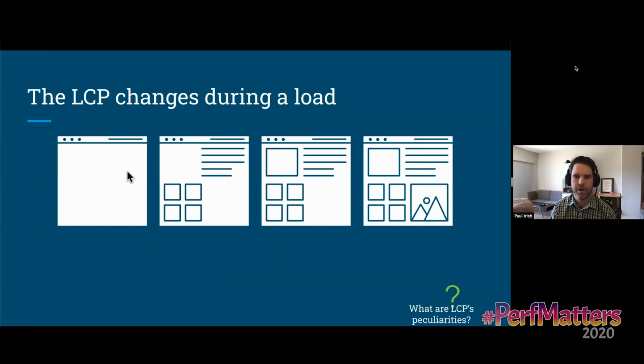Like, all right, so in this load, well, the LCP was probably one of these images, or maybe it was this block of text, depending on the size. Here, it was definitely this image. And then finally, when this image loaded, well, the LCP switched from this to this. But also, who's to say that the page is about to load an ad that takes over the entire page, and then the cumulative layout shift goes crazy, but then the ad is huge, and then the LCP points to that thing. Certainly possible.